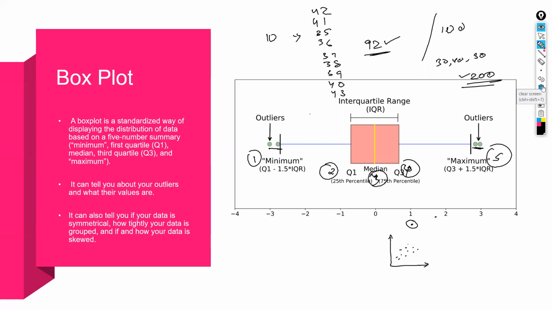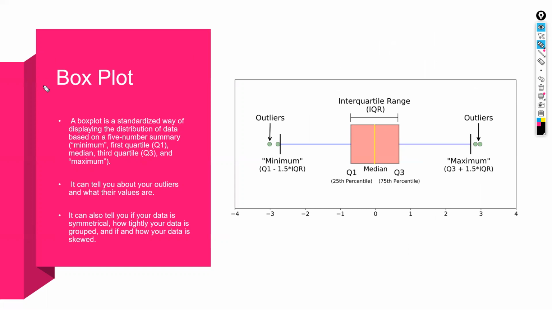Now I hope you have understood outliers. That is the first thing this graph tells us. What else does it tell us? It tells us if our data is symmetrical, how tightly our data is grouped, and whether the data is skewed to one side. So that's all this box plot is telling us. First one, the 5 number summary.